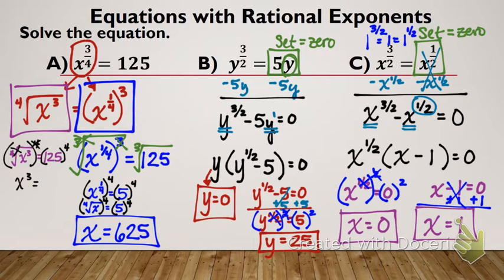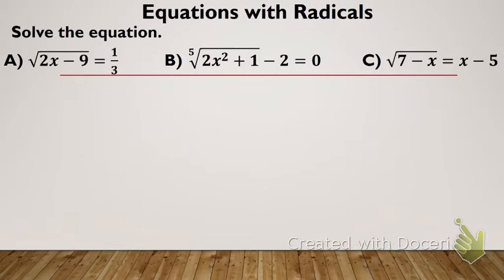Okay. There's 2 more types of equations that we need to talk about. So we have equations with rational exponents. We're going to look at equations with radicals. Specifically square roots, except for part B here. A and C are square roots. B is a 5th power. We're going to have to watch out and check for extraneous solutions.